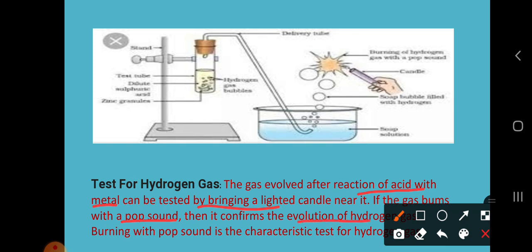If the gas burns with a pop sound, this is our pop sound, then it confirms the evolution of hydrogen gas burning with pop sound. So you have to write this sentence for a 2 marks question or 1 mark question, that which sound is indicating the confirmation of hydrogen gas, that is the pop sound. Okay dear students, I hope there is no confusion related to this concept.